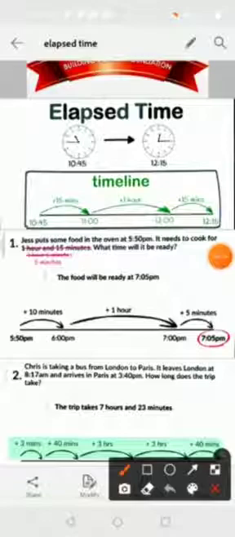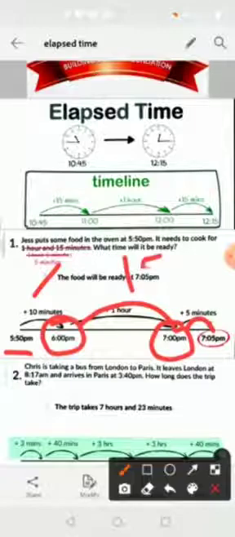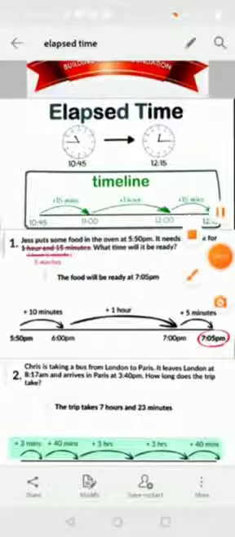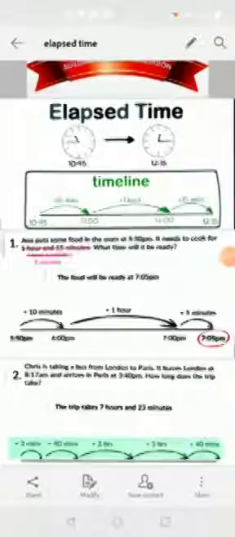We have started our timeline at 5:50 because at this time we put our food into the oven. Now we will move only 10 minutes to get our next whole number, which is 6. Now we move 1 hour so that we get our next whole number, which is 7 p.m. Now we will move only 5 minutes because we have only 15 minutes, and we already moved forward 10 minutes. So the time would be 7:05 p.m.